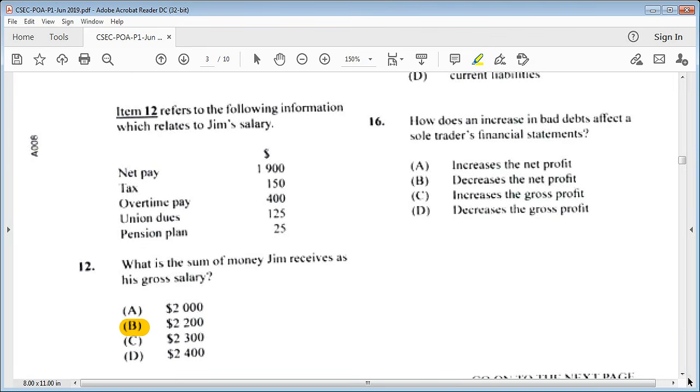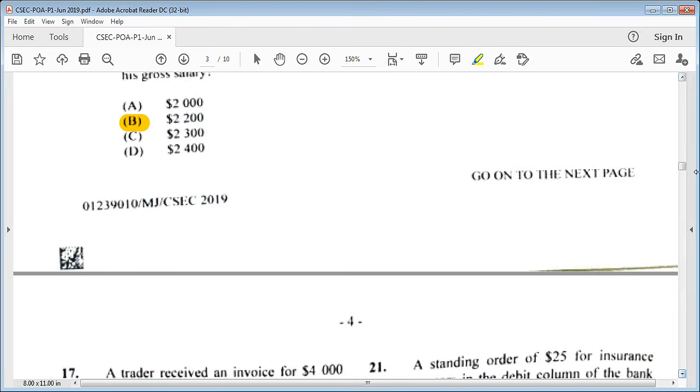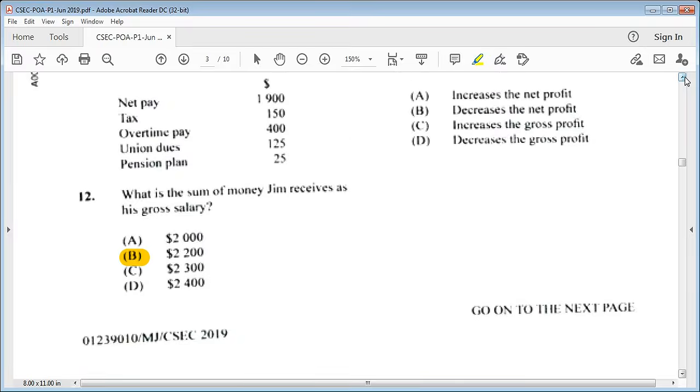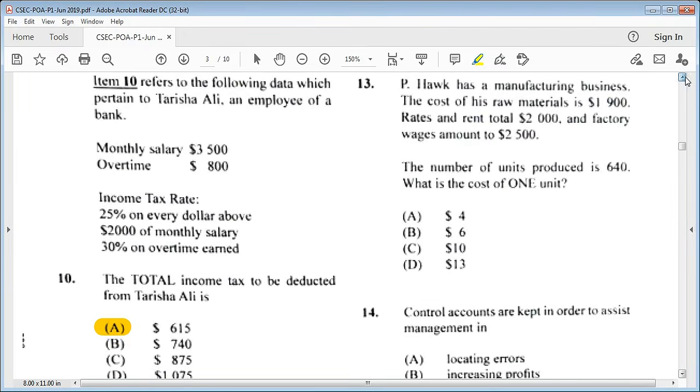Let's go on to number 30. Here it says, P. Ock has a manufacturing business. The cost of his raw materials is $1,900. Rates and rent total $2,000. And factory wages amount to $2,500. The number of units produced is 640. What is the cost of one unit? A, $4, B, $6, C, $10, D, $13.